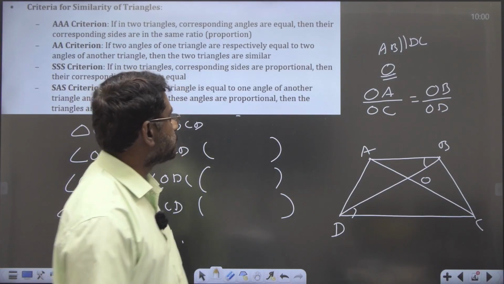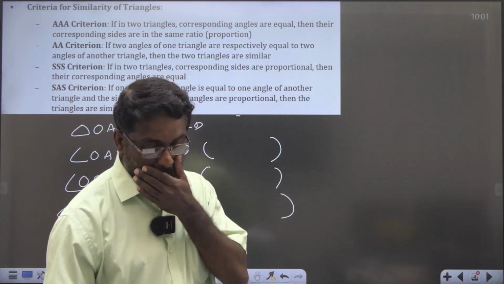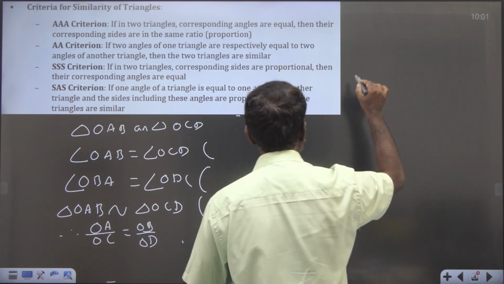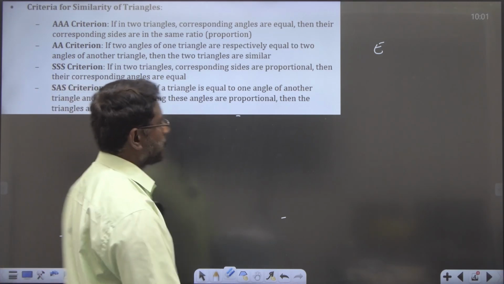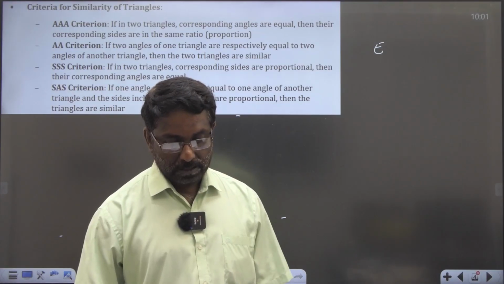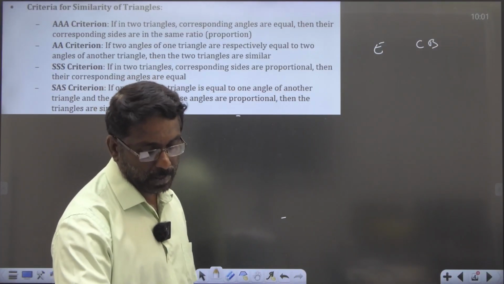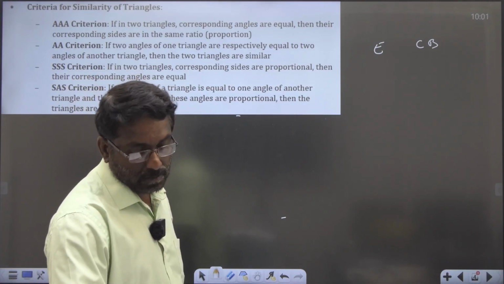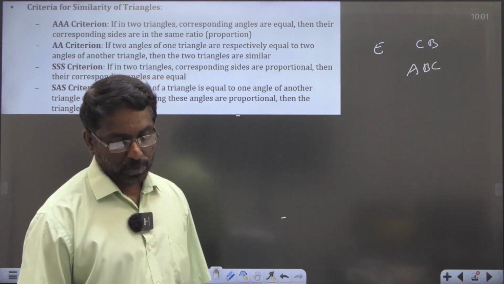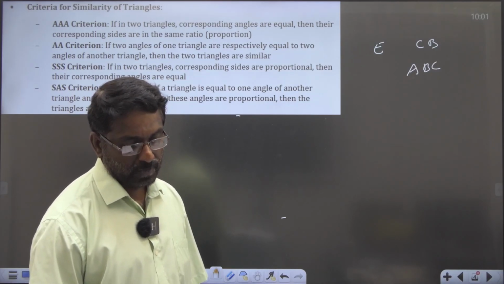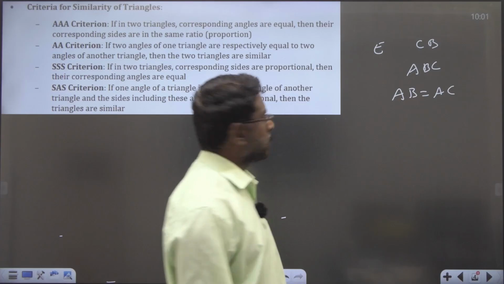Another question. In the figure, E is a point on the side CB produced of an isosceles triangle ABC with AB equal to AC.